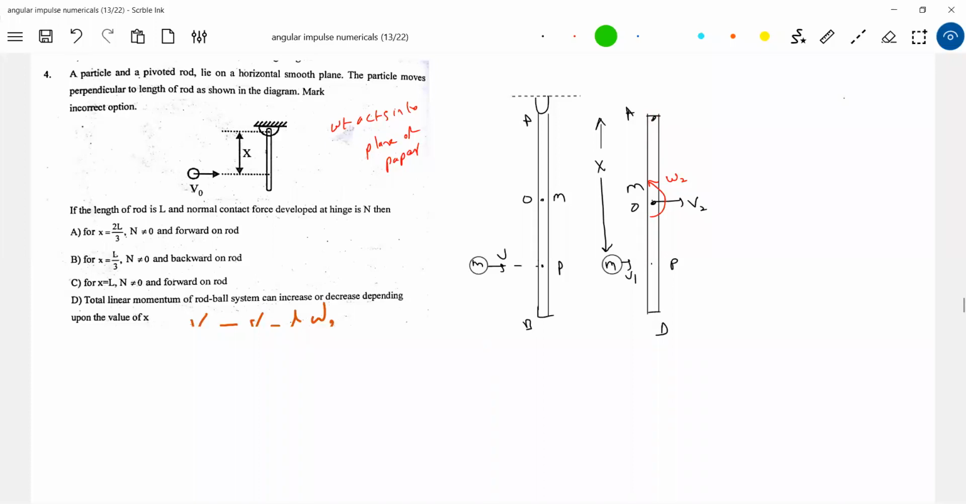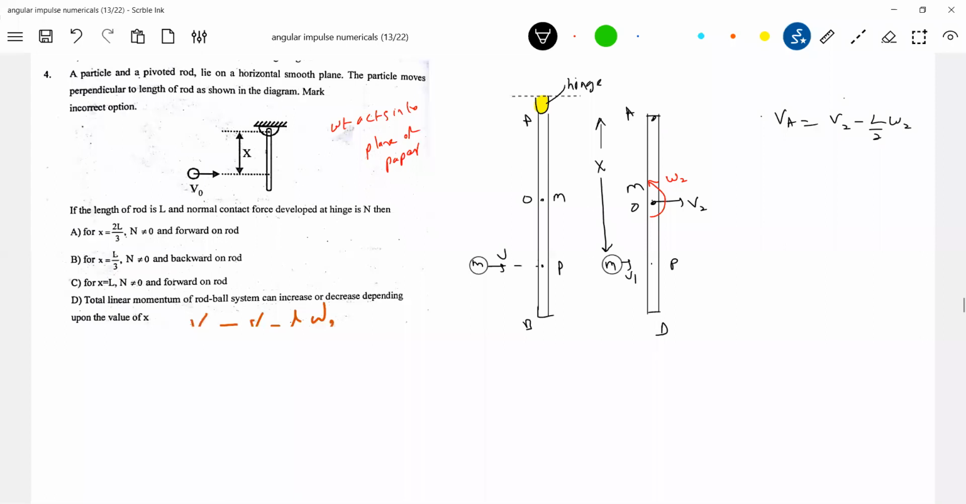Okay, this is the hinge. This is the hinge we're discussing. Let's write the equation. What is the velocity of point A? Velocity of point A equals V2 minus L by 2 omega 2. I take the length of the rod as capital L.